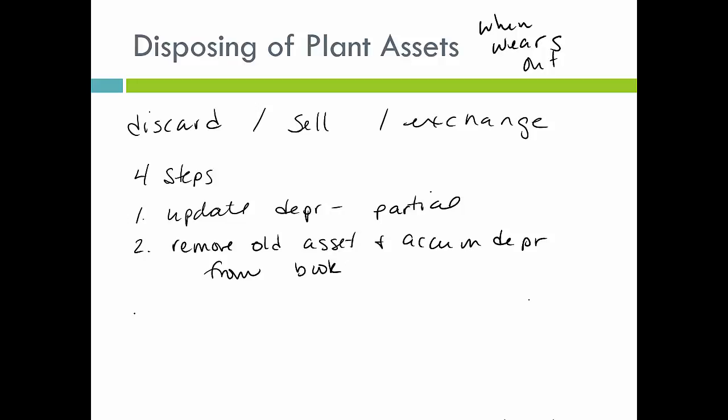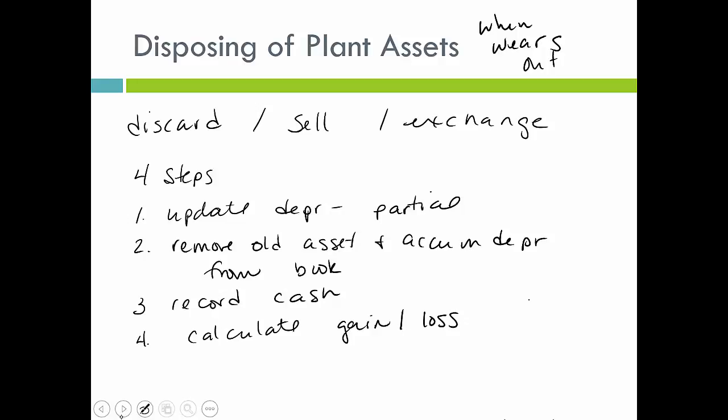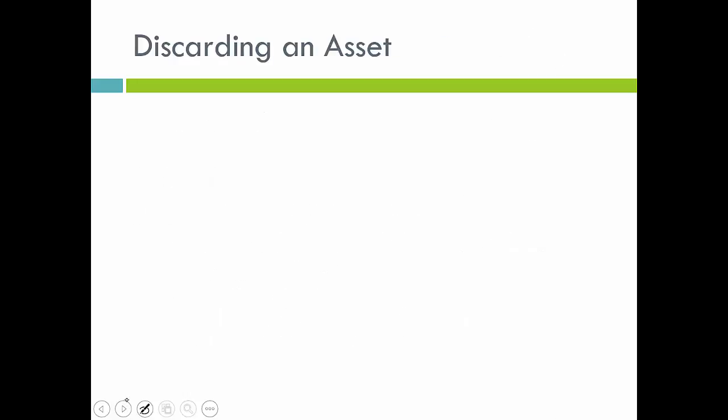But 3 would be to record the cash. If I'm discarding it, there is no cash, but if I'm selling it or exchanging it, there's probably, if I sold it, there's cash coming in. If I exchanged it, I might have cash going out. And then you need to calculate the gain or loss on the disposal. So I'll show you each of those. So first we'll talk about when we just discard an asset.